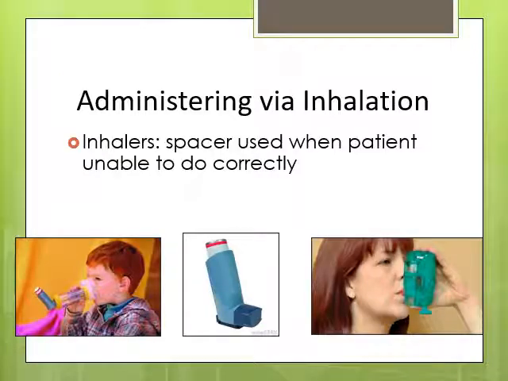Inhaler spacers are used when the patient is unable to use the inhaler correctly. Fill the spacers, which are suitable for elderly patients and children, as you can see in the picture.